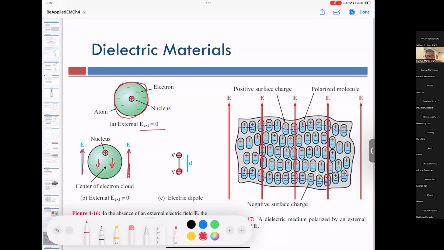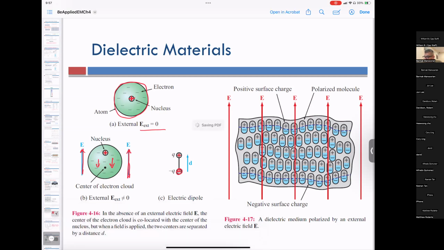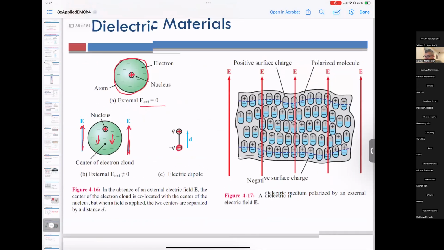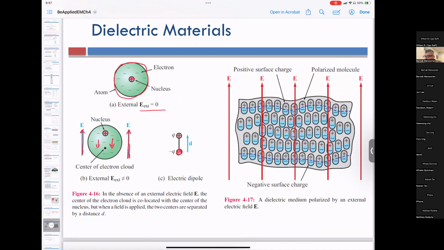Basically, you end up with the atom itself having a separation in some sense between the positive and negative charges. It's not fully a separation, but it's sort of a preferred distribution of charges in a dielectric material. And that's kind of how dielectric materials end up supporting an electric field, and how they react to it.